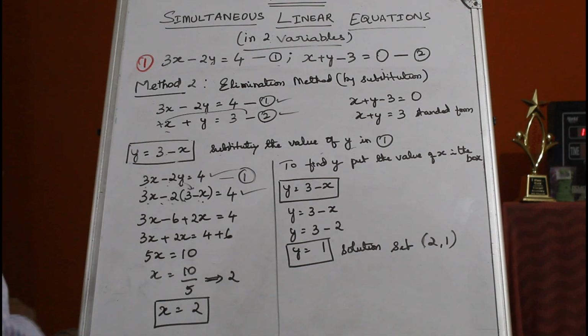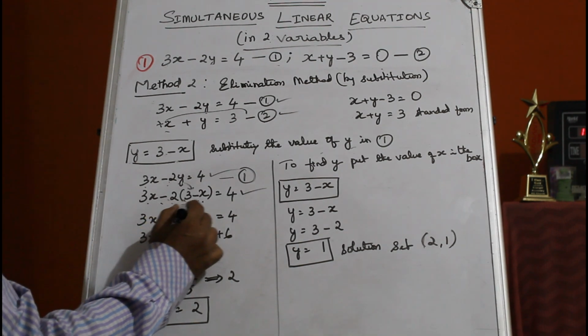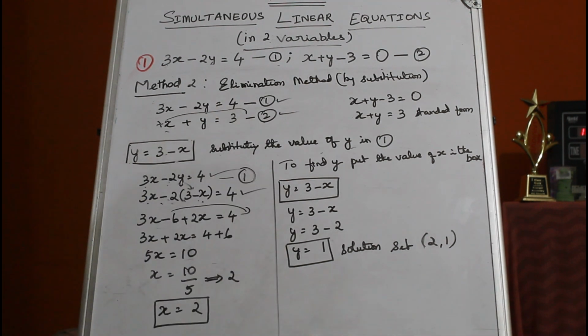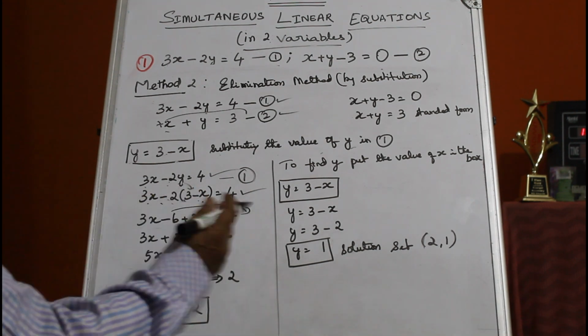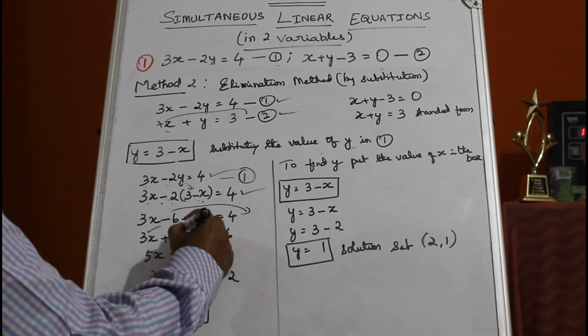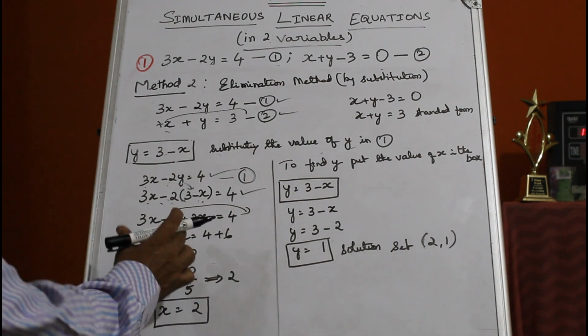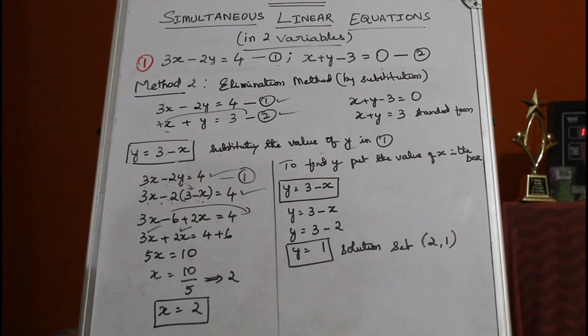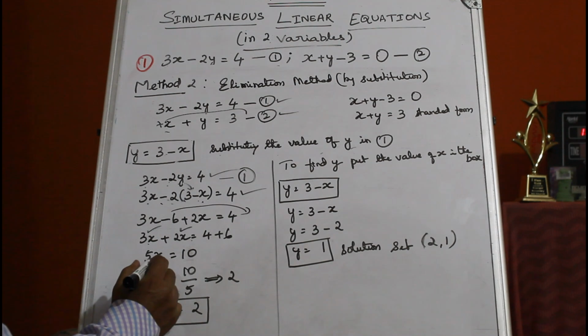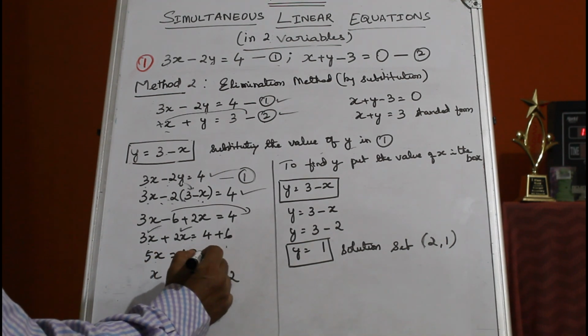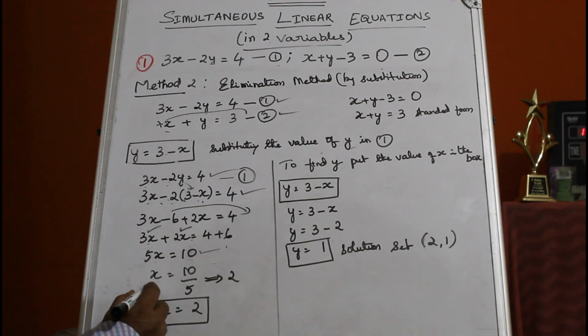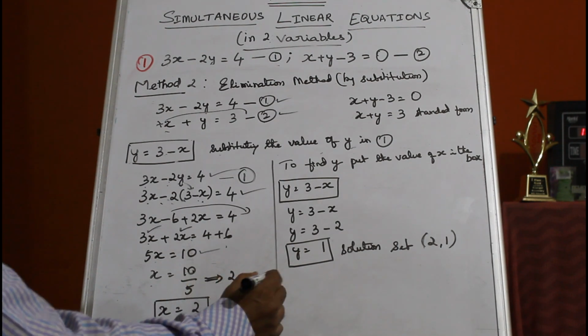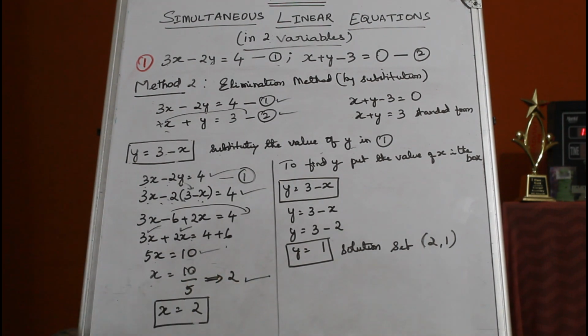Now you take the number that side, minus 6 you take that side. Keep the unknown letters x this side: 3x plus 2x, x is kept one side, 6 is taken that side. So 3x plus 2x is 5x, 4 plus 6 is what? 10. So x is equal to 10 by 5 equal to 2. You got the value of x.